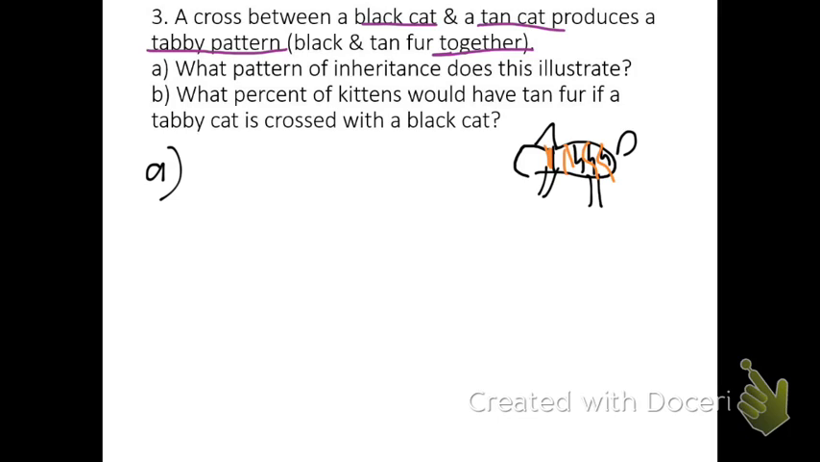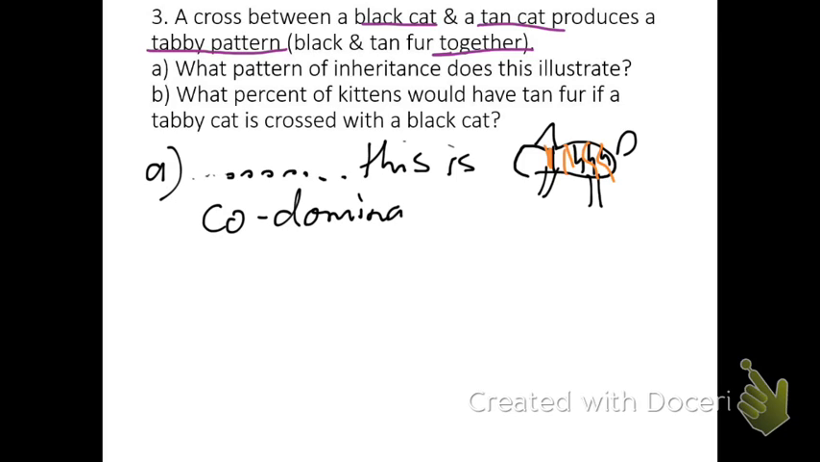So how you write this is, since you are seeing the traits being fully expressed in different places, therefore this is codominance. If this was just a one-point question, you would just write codominance. If it's explain or something like that, then you would need to have this little bit of an explanation before your answer. Okay, B, what percentage of kittens would have tan fur if a tabby cat is crossed with a black cat?